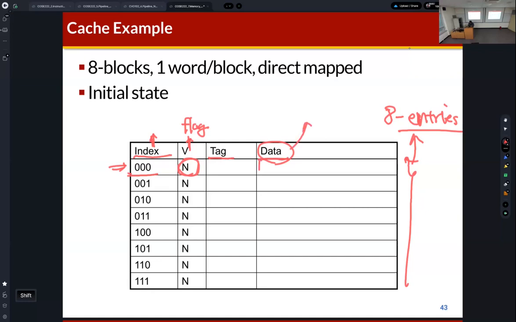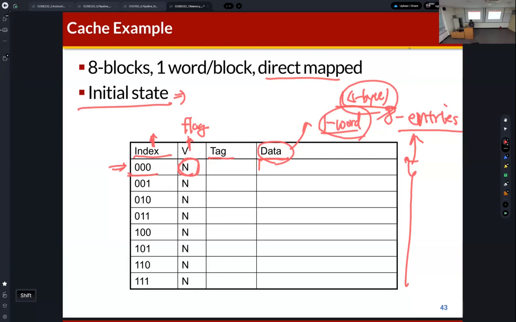So the data is stored in this data field, and the size of this data is a word. It's one word, so 4 bytes. And this is a direct mapped cache, which means that part of the address is used as the index of the cache. And this is the initial state. The initial state means that when the computer is turned off, and then powered up, this is the initial state of the cache.